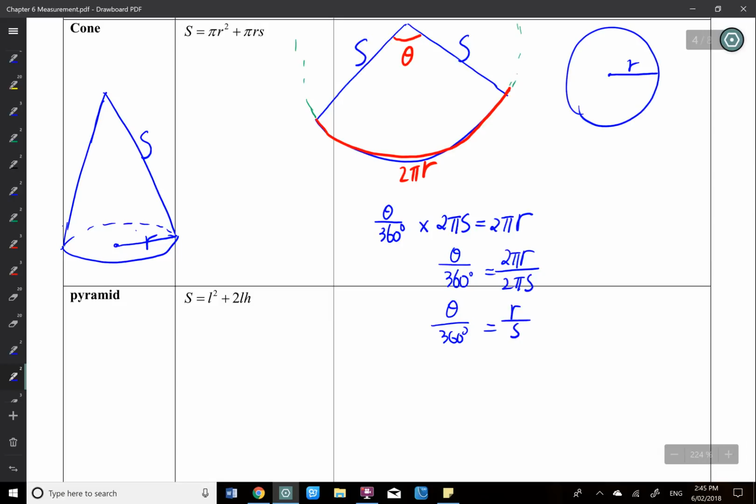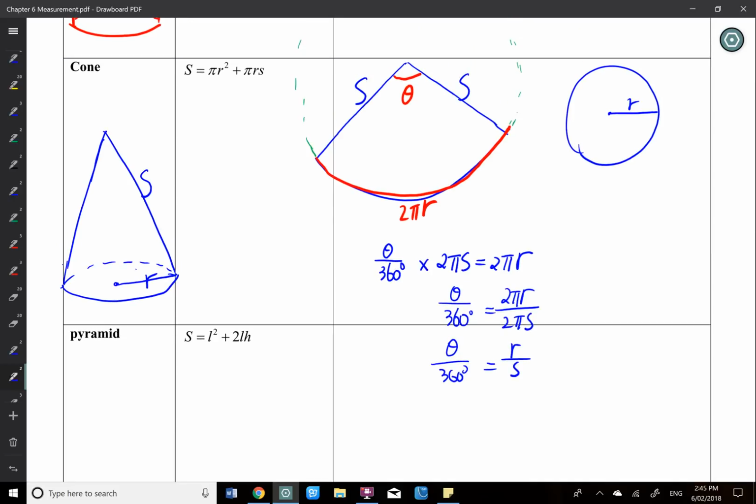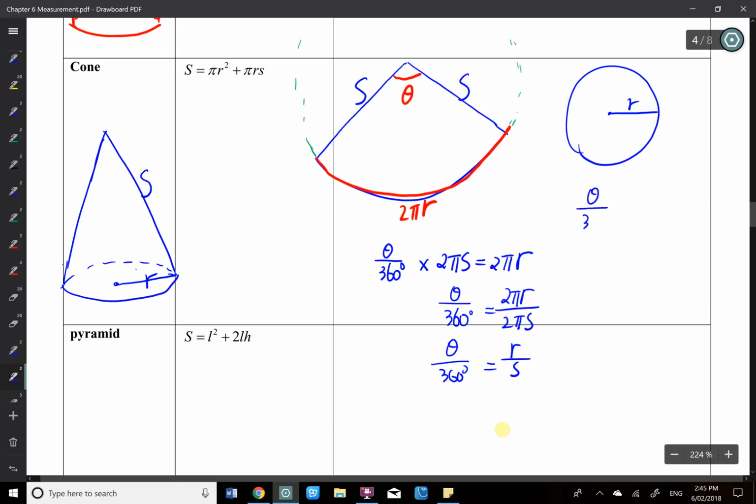Yes, the proportion is r over s. Now I know the proportion. Okay, don't worry about that yet. So let's put it away. Let's think about the area of the sector. So the area of the sector will be theta over 360 degrees times pi s squared. Is that correct?